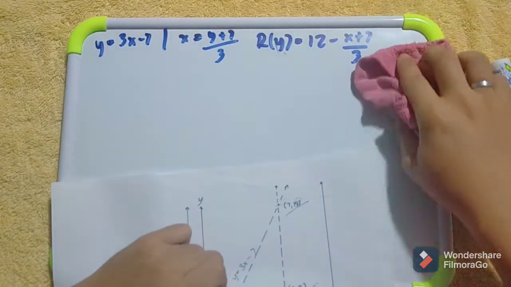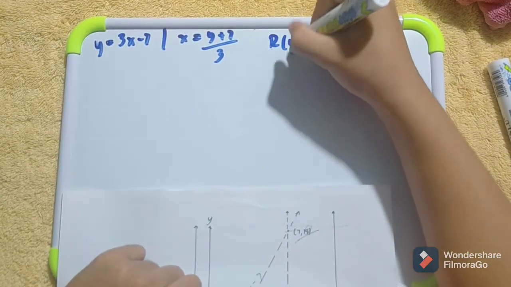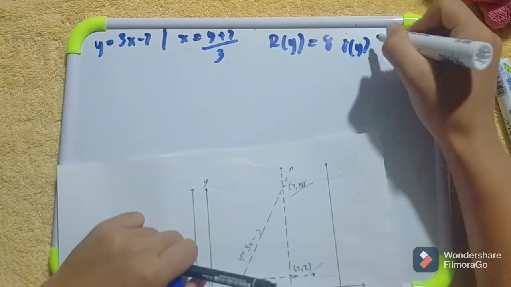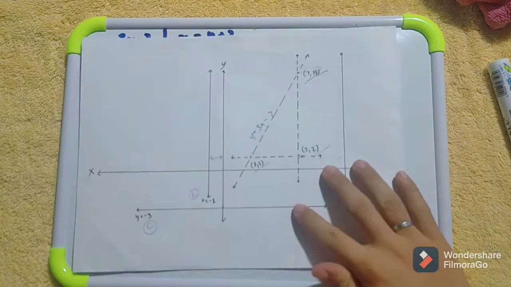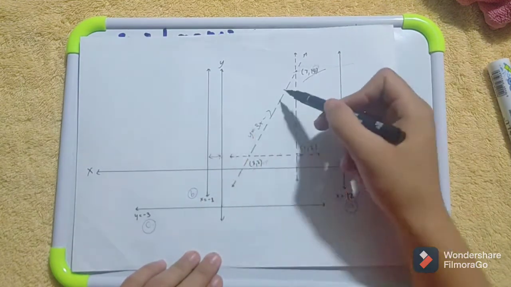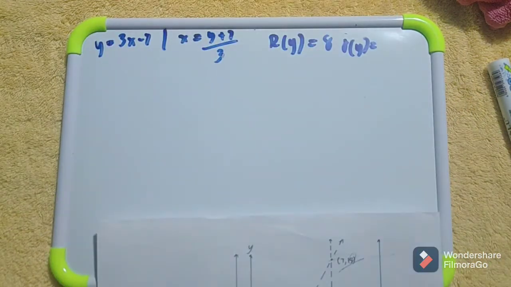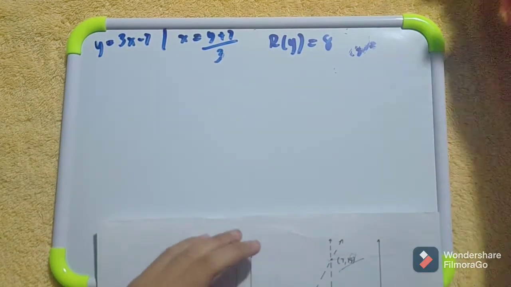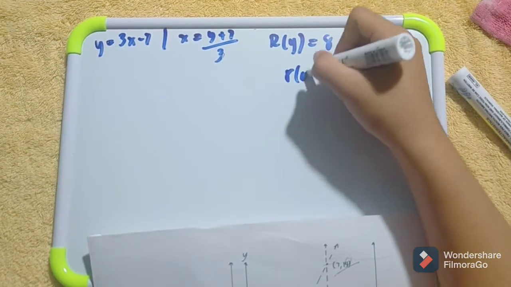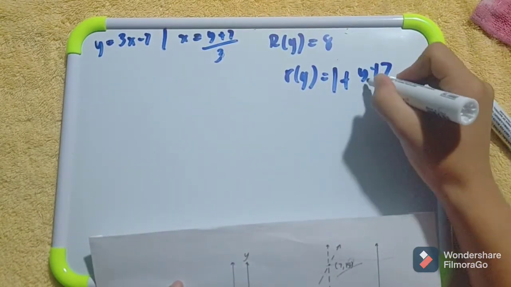So our outer radius for this problem is equal to 8. And then for the inner radius, from here to here is, again, 1 unit. So we add this 1 here, and then this line, or this function. So the inner radius, r sub y, is equal to 1 plus y plus 7 all over 3.